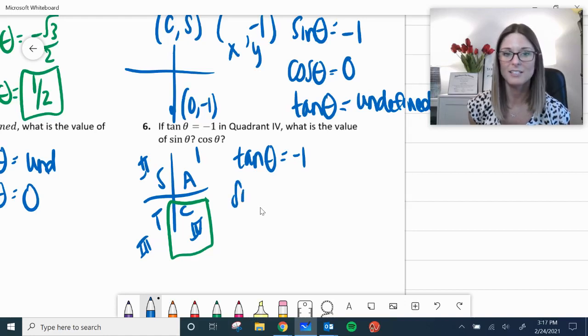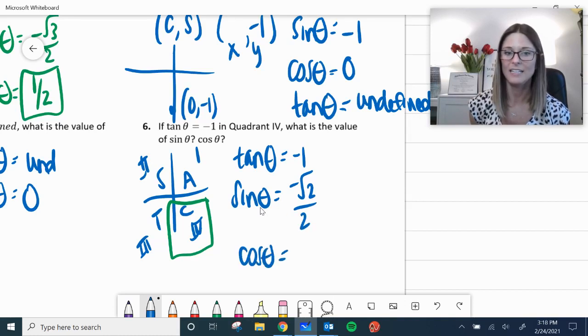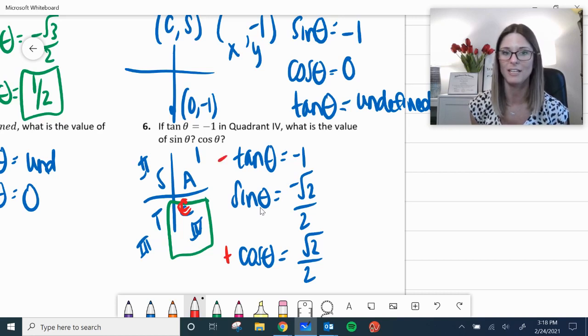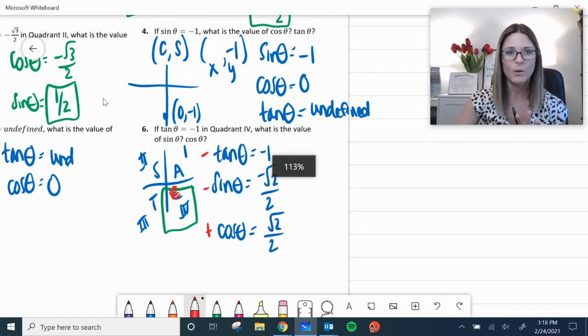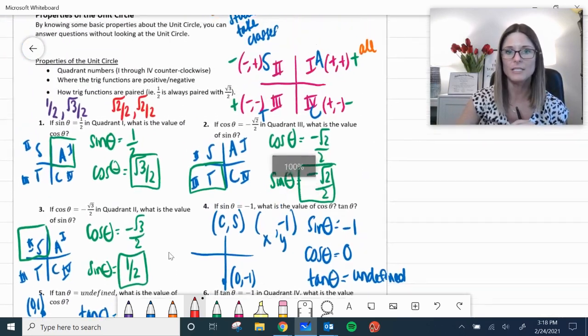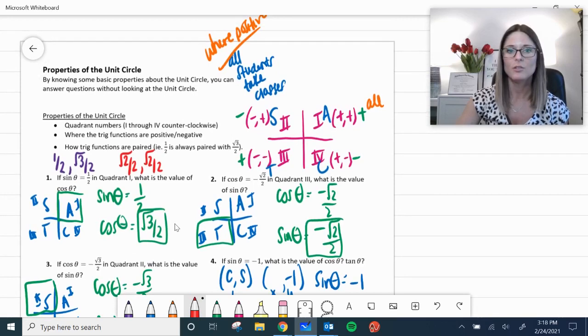So that is where sine theta is going to be negative square root of 2/2, and cosine theta is going to be positive square root of 2/2. Now, why did I say that? Well, because ASTC, the cosine is always positive in the 4th quadrant. Everything else is negative, right? ASTC, best thing ever. So this is probably what kind of questions you would see on benchmarks, on EOC, using your unit circle. So just knowing some of these basics can make these questions super easy.